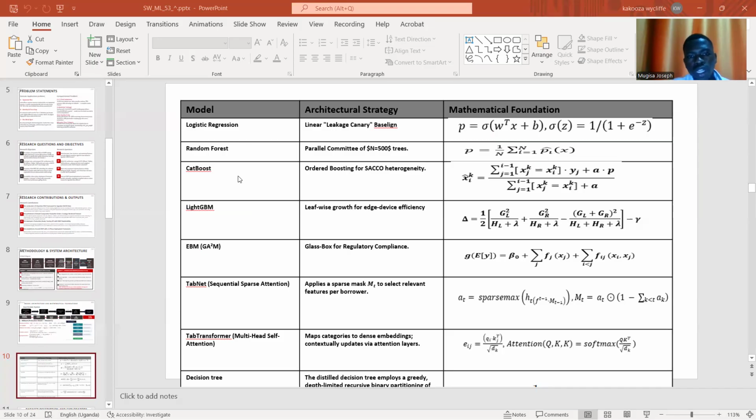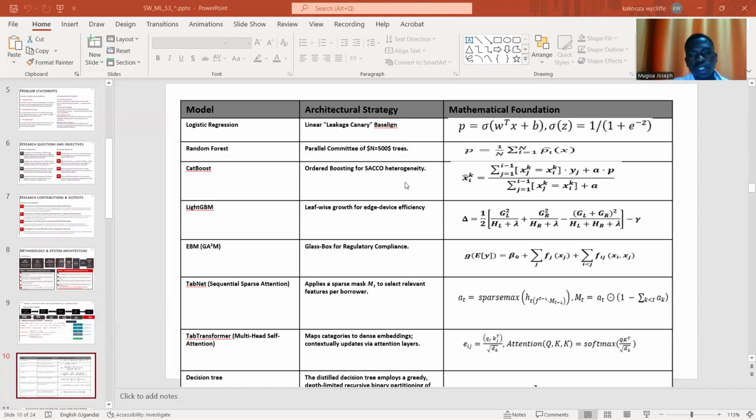And then CatBoost. We look at, for example, a categorical feature like a district. What CatBoost will do is get the default rate of that borrower based on that district, but based on only the records that existed prior. In that way, CatBoost prevents leakage.